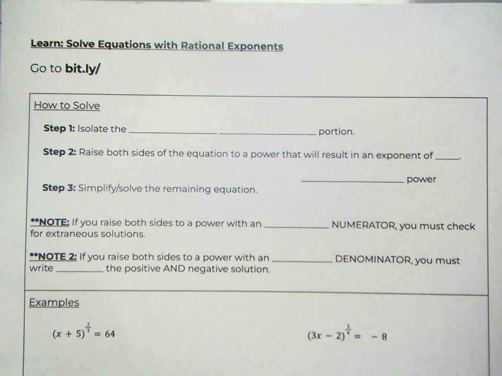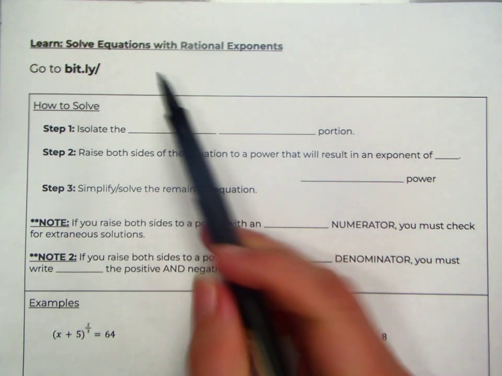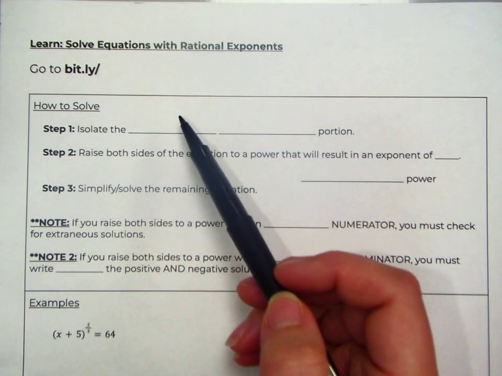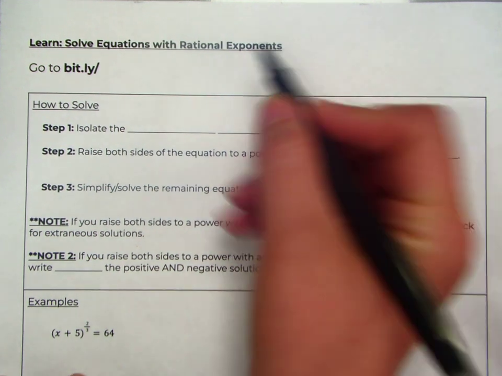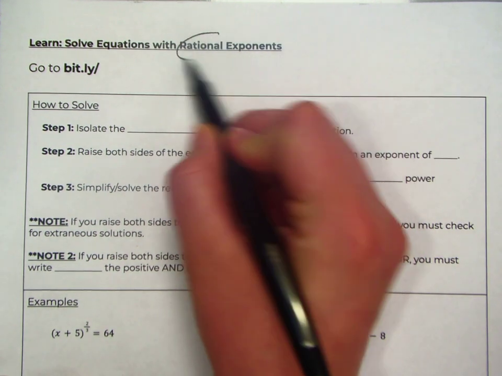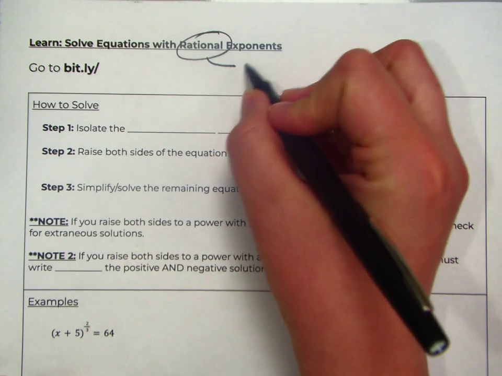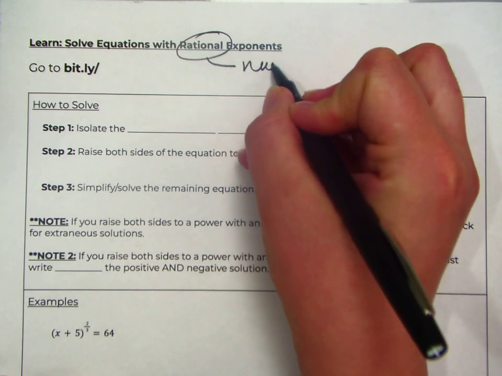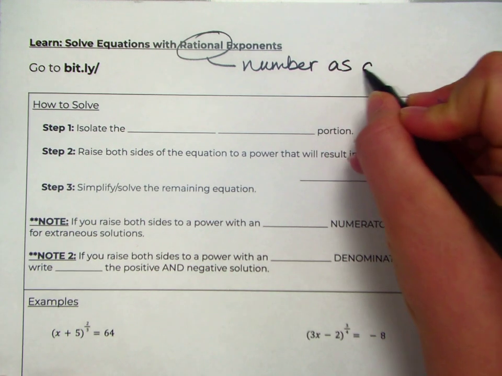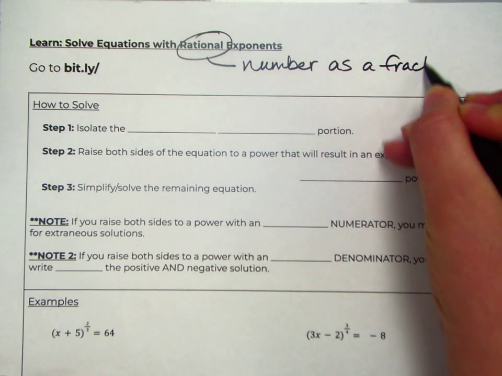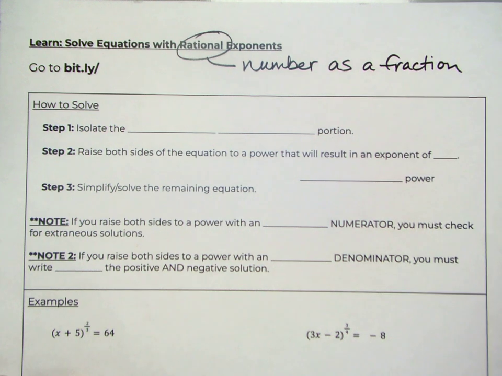All right, for these notes, we are going to get our steps for how to solve equations with rational exponents, and then we'll have some examples and one to try on your own. Reminder of what rational means. Rational means number as a fraction, or number in fraction form. Okay?